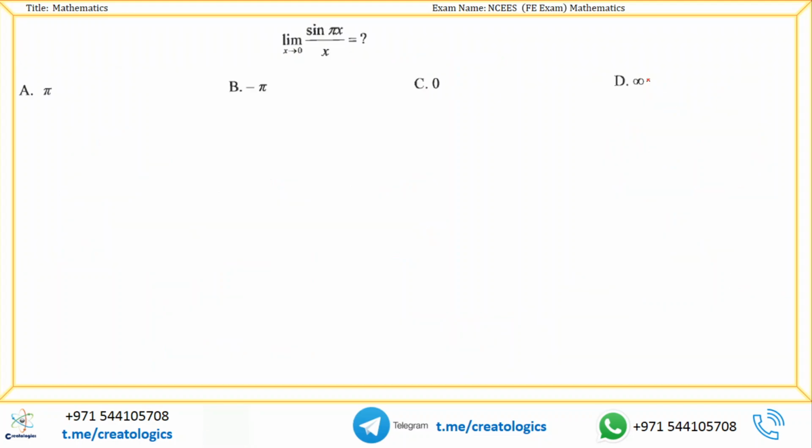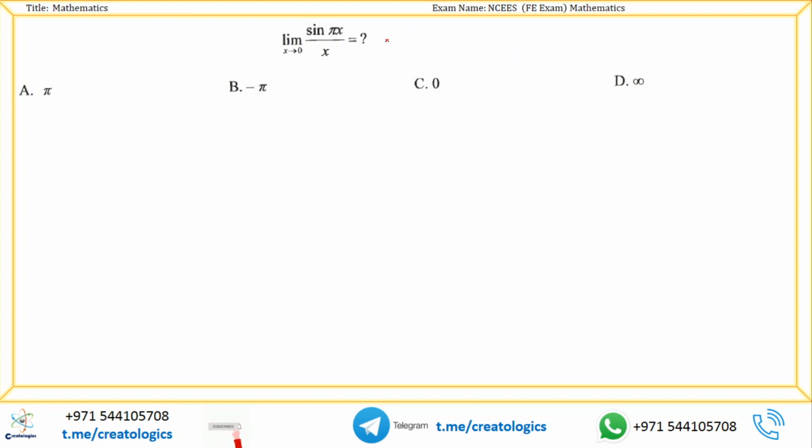Now let's move to the next question. This question says the limit as x approaches 0 of sine pi x over x. Then you need to find the limiting value of this. So before solving any limit question, what do you need to do? Just put that x directly into the original expression. When you put x equal to 0 directly here, what do you get? Sine of 0 over 0. Sine 0 is also 0. So it is 0 by 0 form.